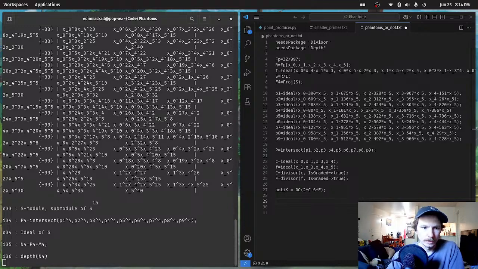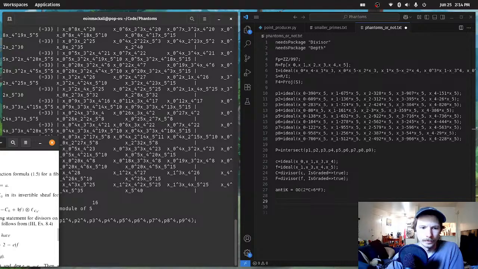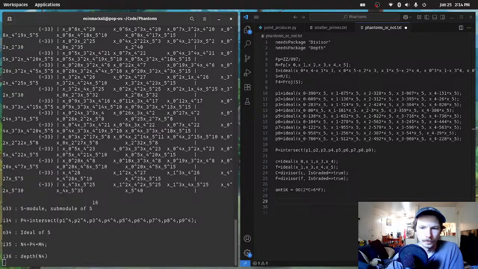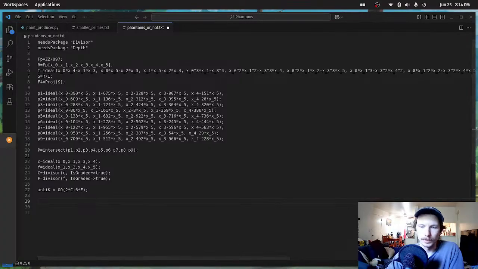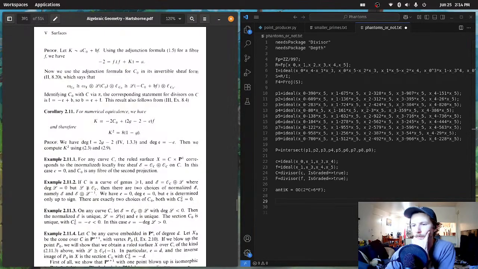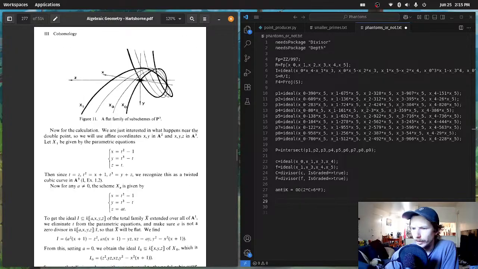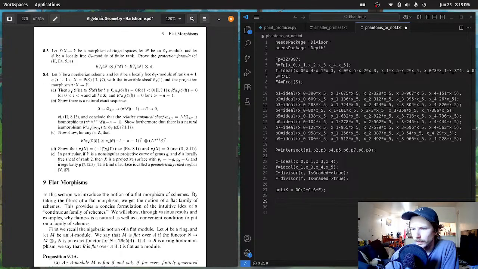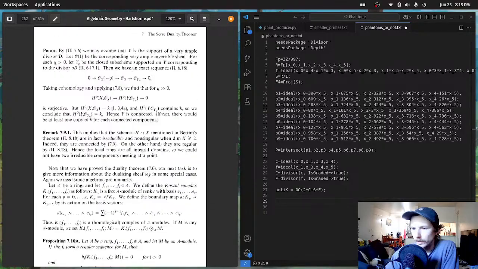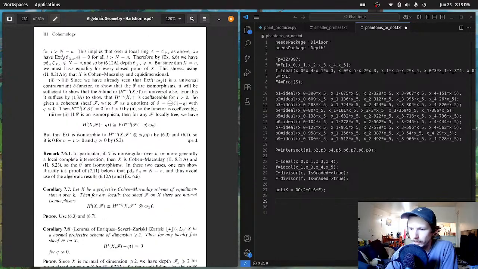So what do we need to do? We need to go to Hartshorne, effectively always my source for trying to sort these things out. So maybe I should know this off the top of my head, but constructing the canonical divisor via some Ext groups.